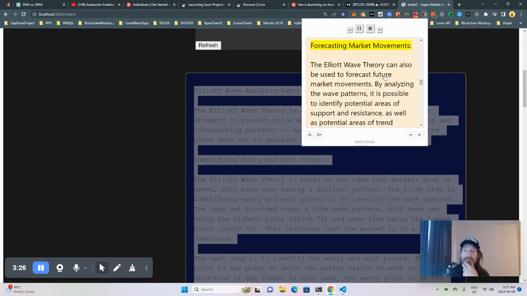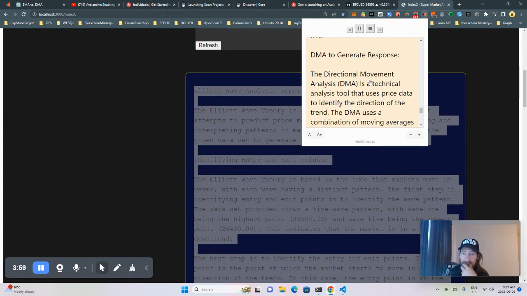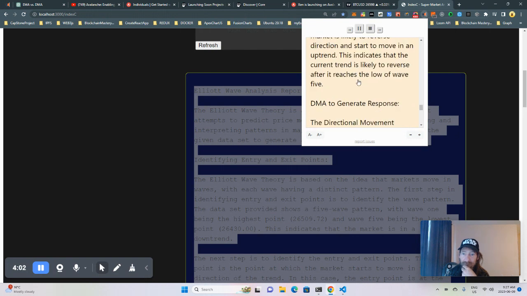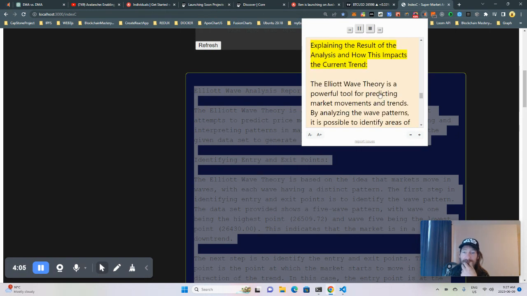Forecasting market movements. The Elliott Wave Theory can also be used to forecast future market movements. By analyzing the wave patterns, it is possible to identify potential areas of support and resistance, as well as potential areas of trend reversal. In this case, the wave pattern indicates that the market is likely to continue in a downtrend until it reaches the low of wave 5, 26,430.00. After this point, the market is likely to reverse direction and start to move in an uptrend. This indicates that the market is likely to start to move in an uptrend after it reaches the low of wave 5.